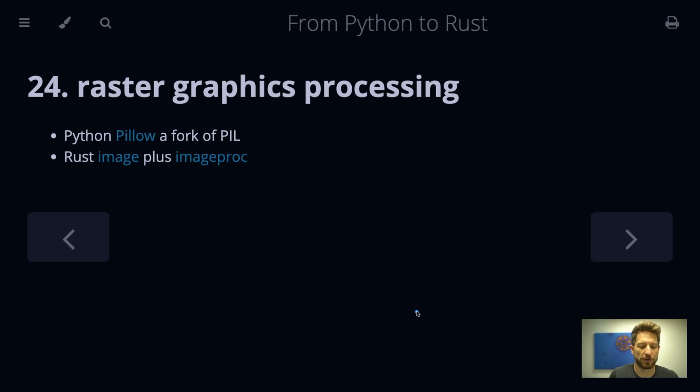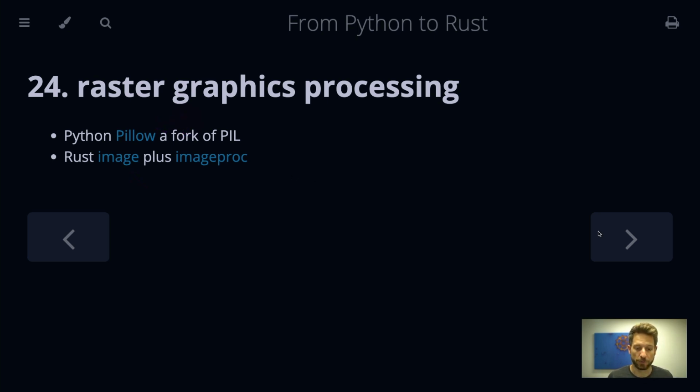So for raster graphics processing, we'll be looking in Python at the Pillow library, which is a fork of PIL, the Python Imaging Library. And for Rust, I found the image crate to be very, very useful. And if you want to do some more detailed image processing, like writing TrueType fonts or doing some drawing, then you want to look at the imageproc crate that works hand in hand with this. So those two combined will basically do what Pillow does for you in Python.